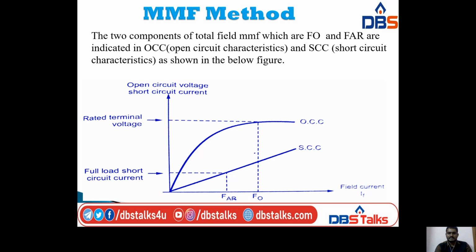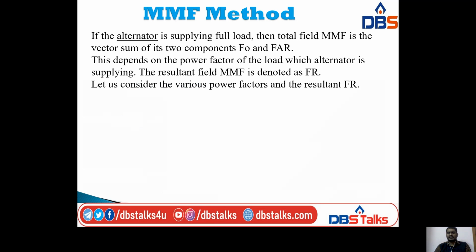Okay, next, if the alternator is supplying full load, then the total field MMF is the vector sum of its two components, that is F naught and FAR. This depends on the power factor of the load which the alternator is supplying. So the resultant field MMF is denoted as F suffix R. Let us consider the various power factors and the resultant FR.